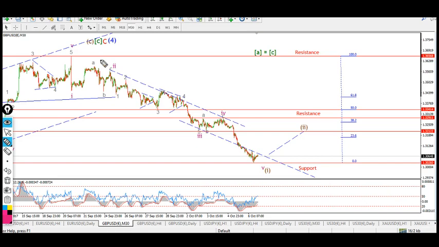Wave 2 is this. I begin to see this as a running flat. So you had an A, B, which dropped to a new low, and then a C, which ended before the high of wave A there. So impulse wave down, running flat wave 2, and then an extended wave 3.